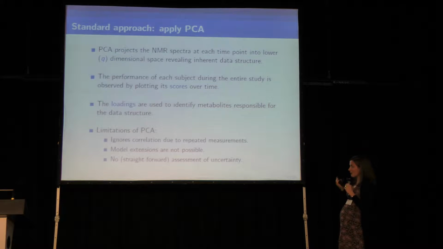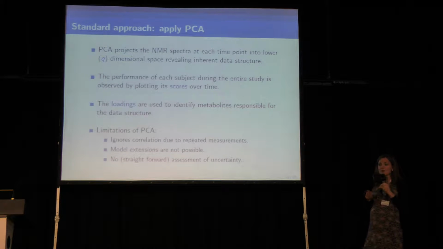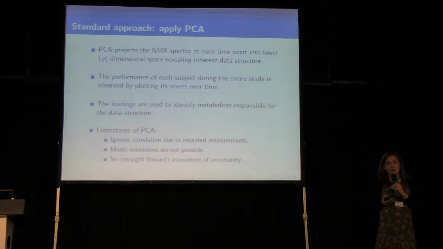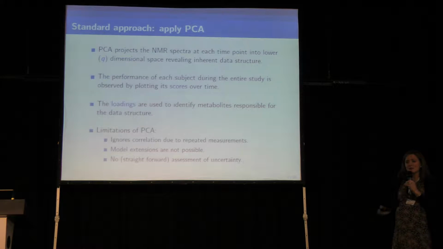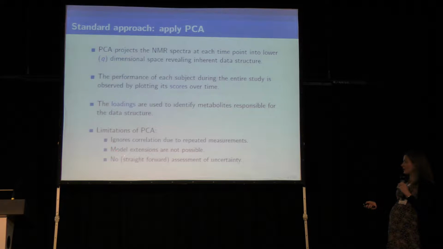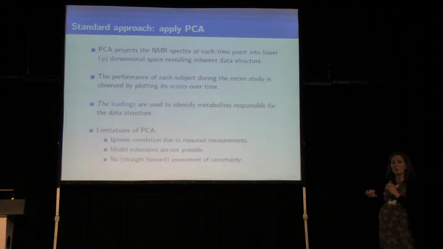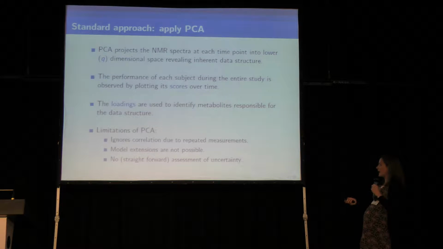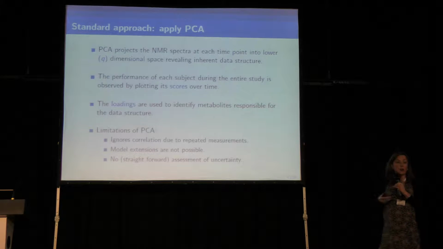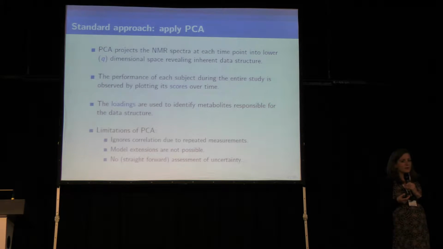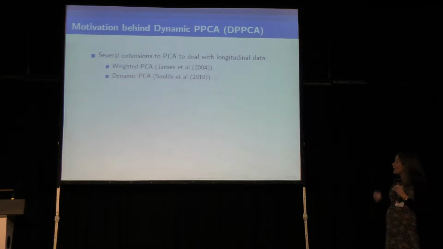The limitations of traditional PCA, obviously, are that it ignores the correlation due to the repeated measurements. As I say, they typically just push all the data together. It's not straightforward to extend the model, because there is no real model in standard PCA. And also, there's no straightforward way of assessing uncertainty, let's say in the loadings or in the location of scores. So where did DP-PCA come from?